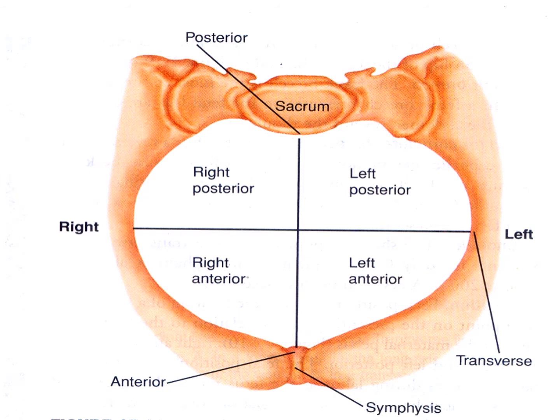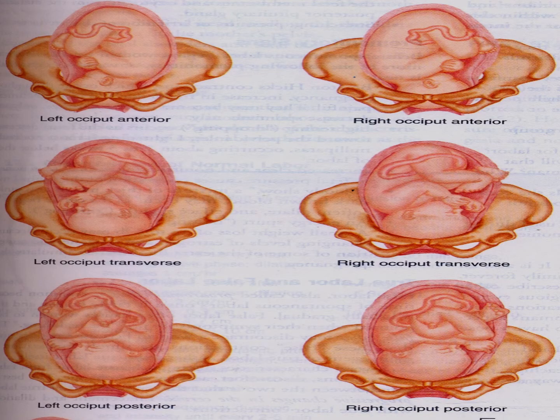Now, this picture shows the different quadrants of the pelvis. In this picture, if the occiput is in the right anterior or in the left anterior, that is, if the head is in the right anterior or left anterior portion, we call that normal. This is the right anterior or left anterior position. We call it normal, or it is not malposition. These two are normal: left occipito-anterior and right occipito-anterior.